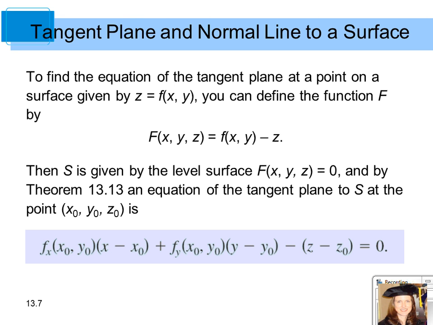Okay, to find the equation of the tangent plane at a point on a surface where you're given z equals f of xy, you can define the function F by subtracting z from both sides. So you have a capital F of xyz equals f of xy minus z. Then S is given by the level surface of capital F of xyz equals 0, and by theorem 13.13, an equation of the tangent plane to S at the point can be found by this. You take the partial derivative of this with respect to x, y, and z, and that partial derivative with respect to z is going to be negative 1 when you write the equation in this manner.